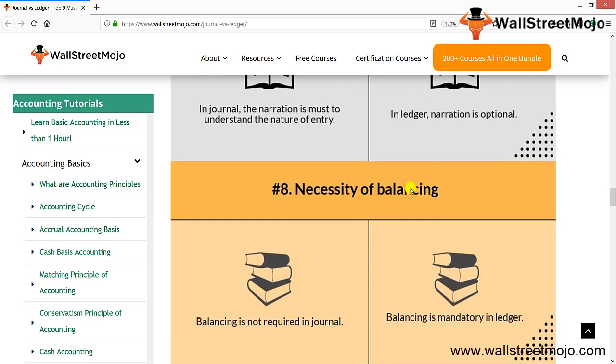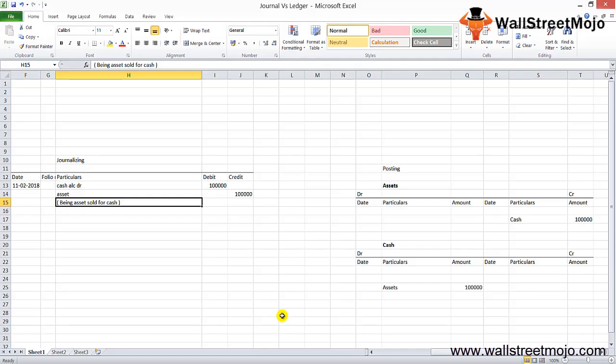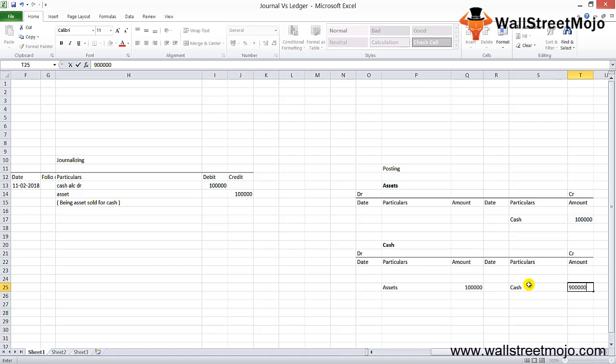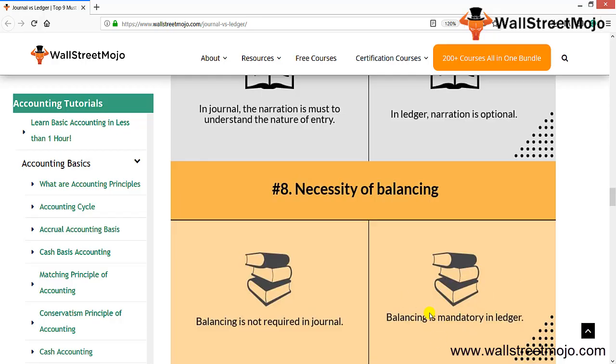Now, what is the necessity of balancing? See, balancing is not required in the journal. Over here, there is no balancing that is required, that it should match. But balancing is mandatory in the ledger account, because let's say asset is over here, and let's say there is one other transaction, cash over here for 90,000. So the balance c/f, you need to balance the account. Balance carried forward will be equal to 1 lakh minus 90,000. So the cash account will be standing at 10,000. But this has to tally 1 lakh over here, 90,000 plus 10,000. So this is the difference. Balancing is mandatory in the ledger.